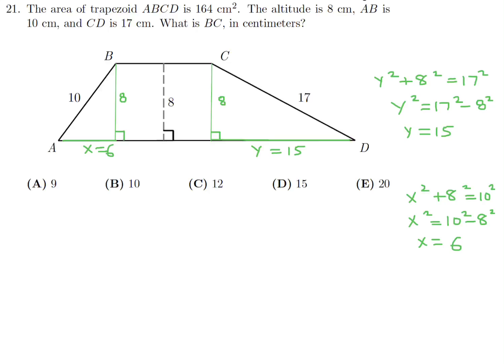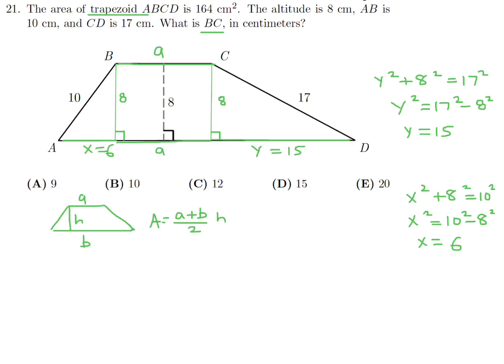So x is 6. And then BC is what we have to find out. I don't know what it is, so I'm just going to call it A. And therefore this length down here is also A. That's a rectangle. Now the area of a trapezoid is calculated as follows. If you had a trapezoid like this, and this was A, and this side was B, and this was height, the area of a trapezoid is A plus B divided by 2 times the height.